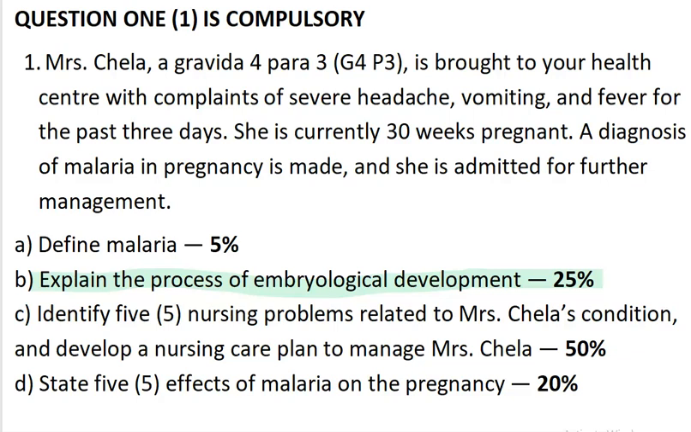In summary, we talked about embryological development, which we defined, then the stages which take place during embryological development: fertilization, cleavage, blastulation, gastrulation, neurulation, and organogenesis.